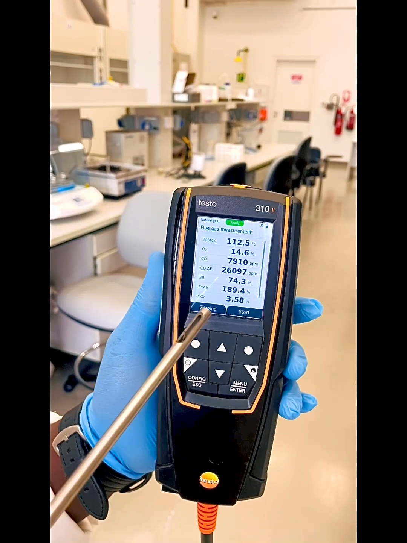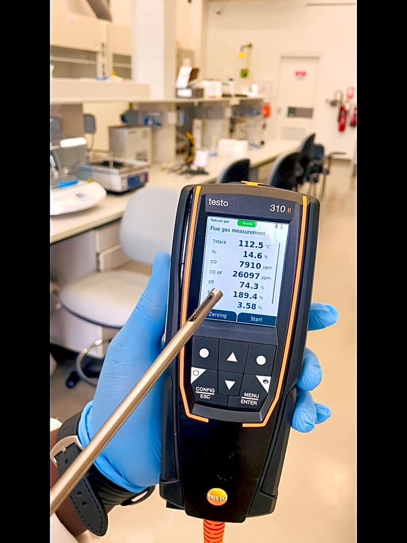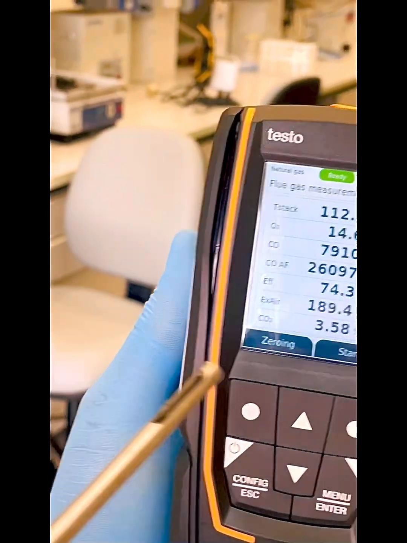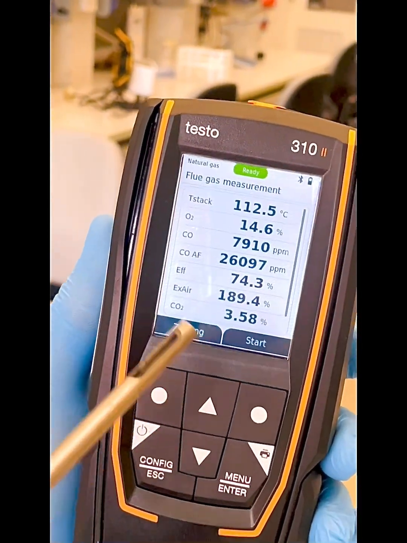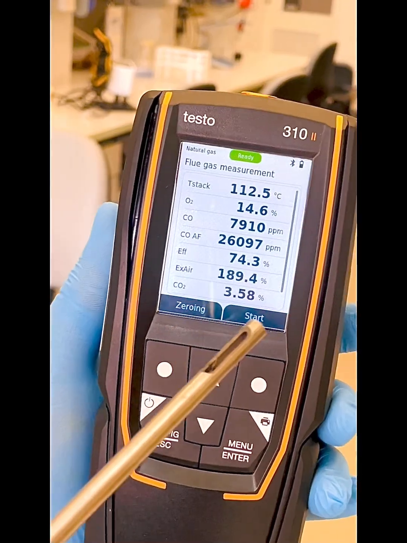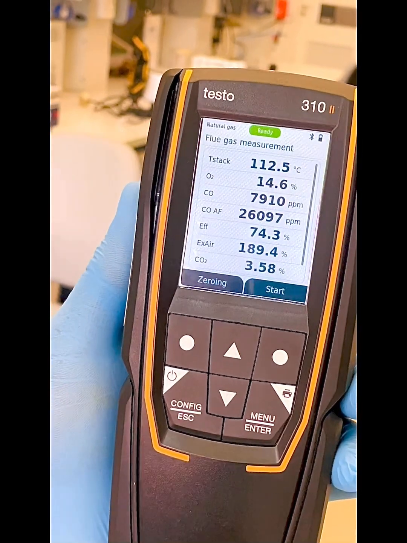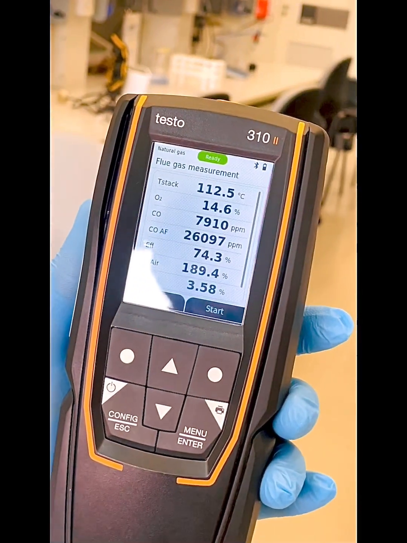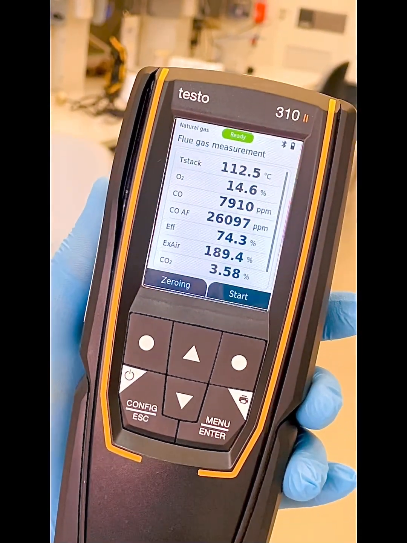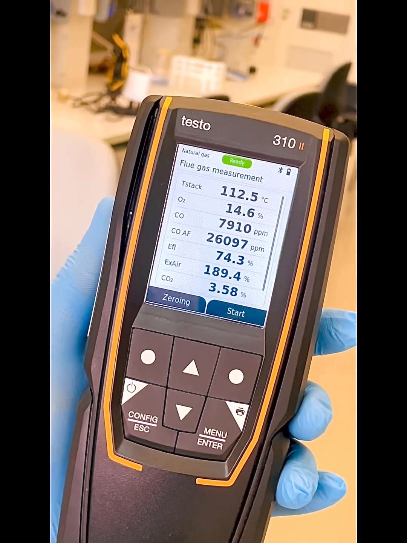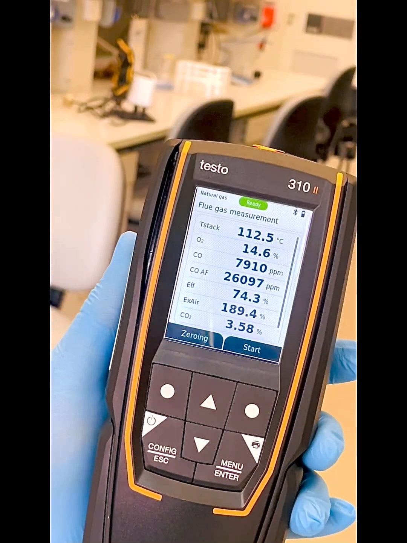The oxygen percentage is about 14%, which is quite high, because ideally it should be around 2 to 5% optimum. The carbon monoxide is around 7,000 ppm, almost 8,000 ppm, which is very high, because ideally it should be less than 100 ppm. And the carbon monoxide undiluted is about 26,000. That is very extreme.